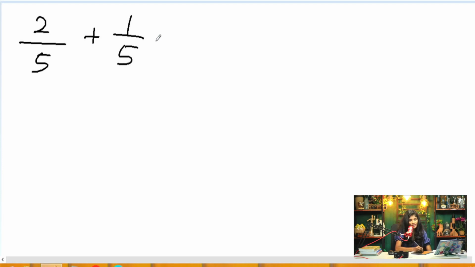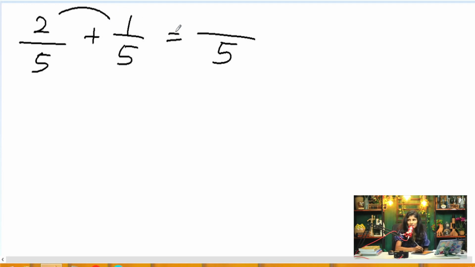Okay, so my first question is 2 over 5 plus 1 over 5. For the addition of fractions, we have to have a common denominator. Here in the first part we have 5 in the denominator, and in the second part also we have 5 in the denominator. As those two denominators are the same, we can just add the numerators. We will put the same denominator here and add only the numerators.